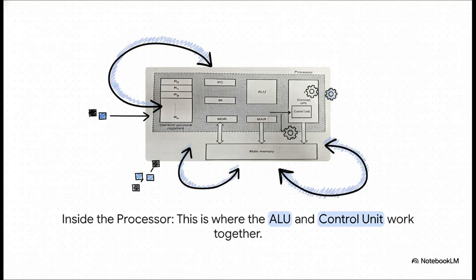So let's zoom in on that processor. You can see the control unit and the ALU right there, working side by side. And you'll notice they have their own little super fast memory spots called registers. Think of these as tiny scratch pads for holding data that they need to work on right now. This whole processor is in constant communication with the main memory, pulling in the next instruction and data it needs.